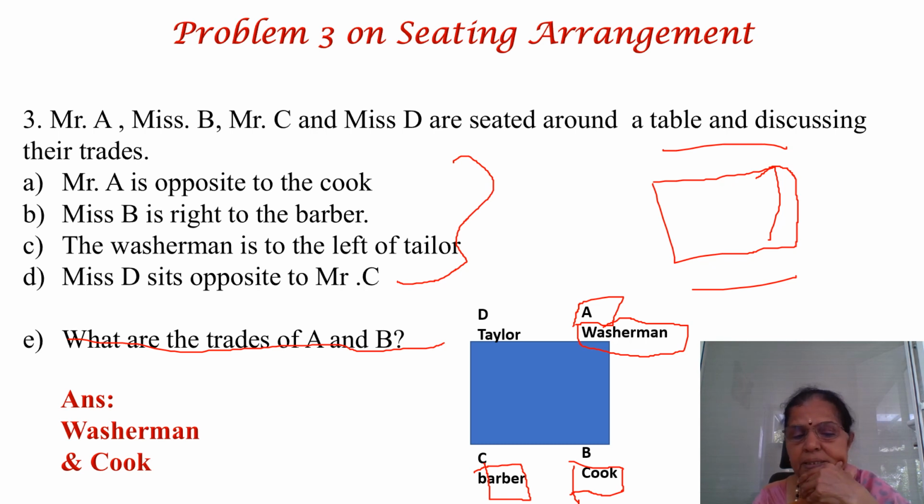And the fourth one is D sits opposite to C. So put here, opposite to C, we know barber. Put D here, and D sits opposite to C, so put C here. This could be either way. D can be here and C there. But the question asks: what are the trades of A and B? A is washerman, and B is cook. See, all the conditions are fulfilled.